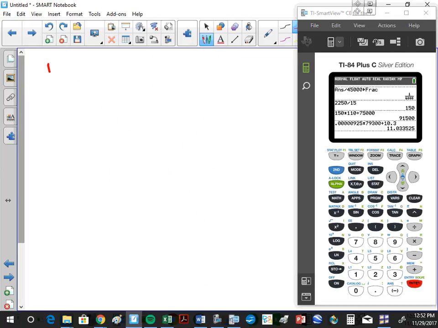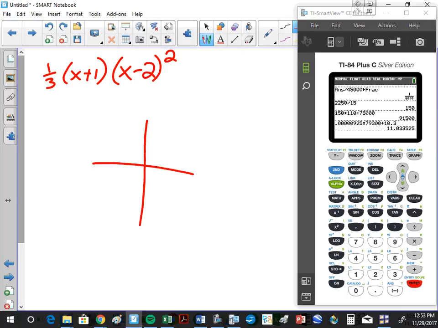What about this? 1/3 times x plus 1 times x minus 2 squared. So what sort of graph is this? Is it a quadratic, a cubic, a quartic? Nope. It's a cubic. It's x to the third. Because I have one root there, and then I have two roots there. So this is an x to the third graph, and it's negative. So the slope is that direction.